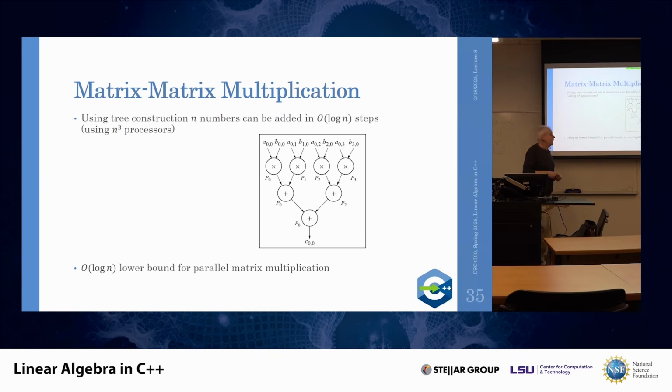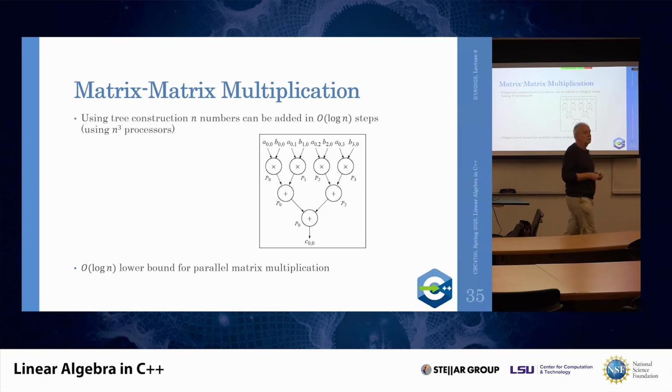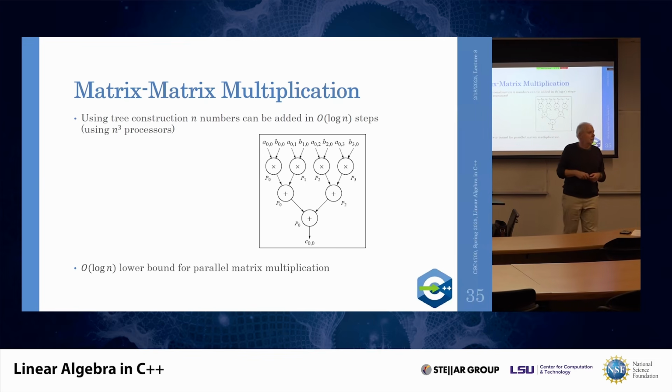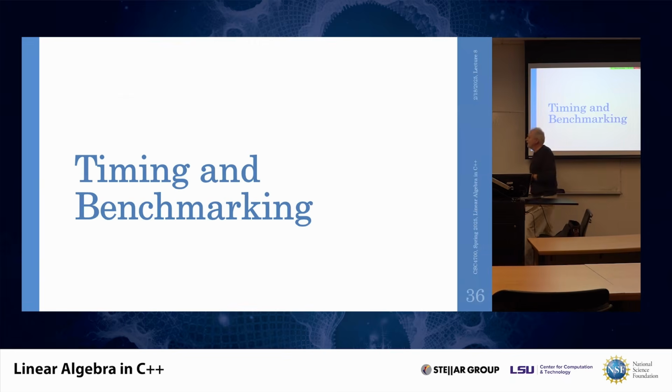And if we had a midterm, this would be a question. What is a computational complexity? What is a lower bound for time complexity for matrix multiplication? So you can remember that. It's O(log n). Okay.